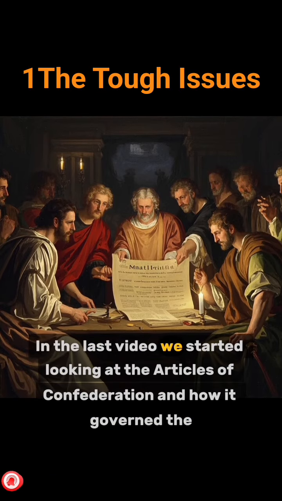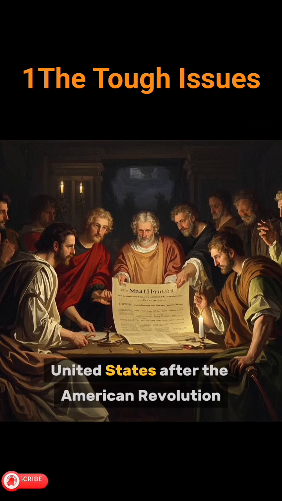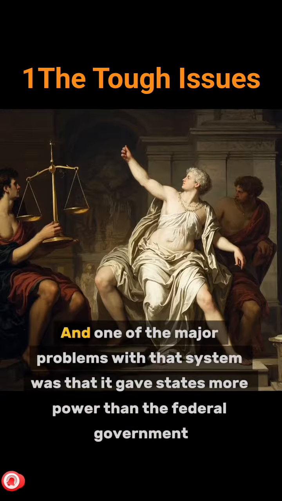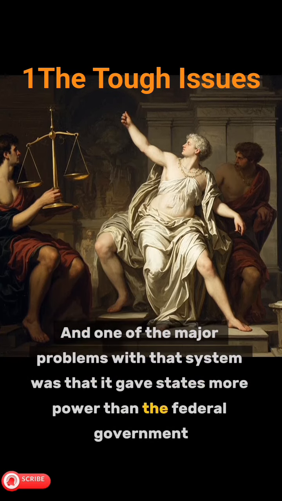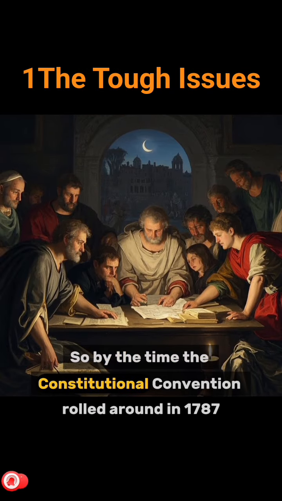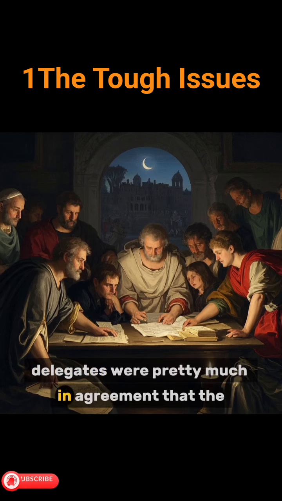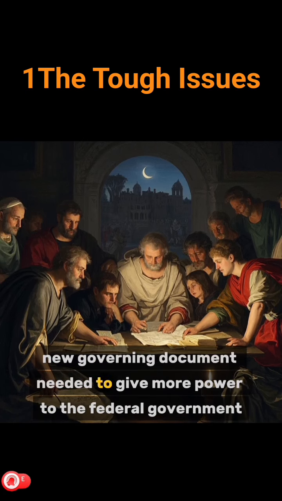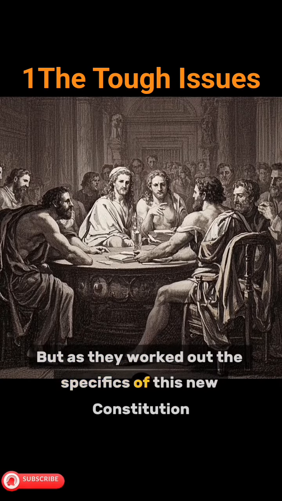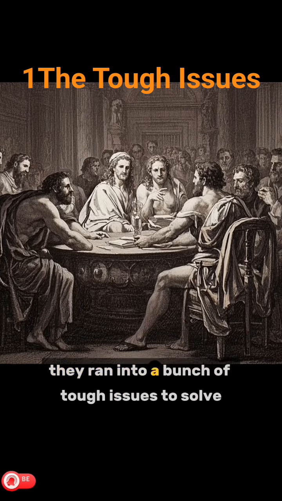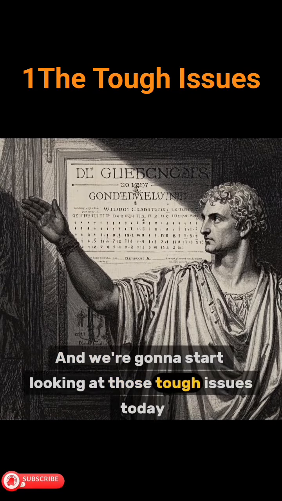In the last video, we started looking at the Articles of Confederation and how it governed the United States after the American Revolution. And one of the major problems with that system was that it gave states more power than the federal government. So by the time the Constitutional Convention rolled around in 1787, delegates were pretty much in agreement that the new governing document needed to give more power to the federal government. But as they worked out the specifics of this new constitution, they ran into a bunch of tough issues to solve. And we're gonna start looking at those tough issues today.